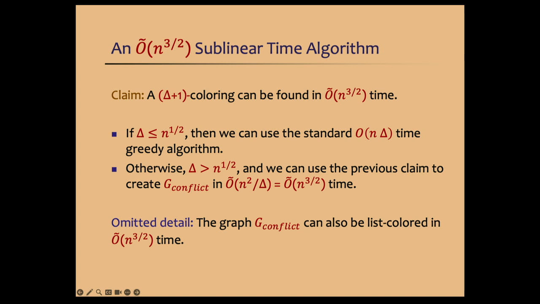And now, this is not giving us immediately n to the 1.5, but you just balance it against the choice of delta. If delta is less than root n, I'm just going to run the good old greedy algorithm, which is going to perform n delta queries, which is no more than n root n. And if delta is more than root n, then I'm going to run this algorithm and recover the conflict graph.